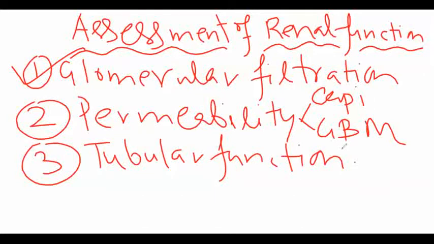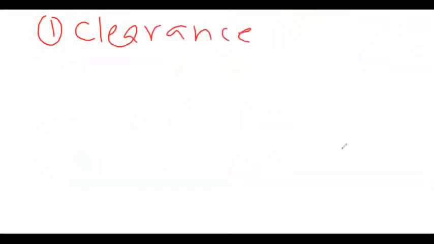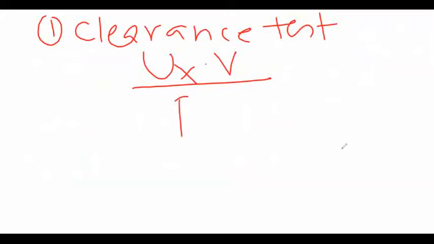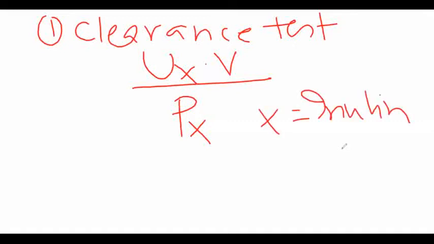How can we detect glomerular filtration status? The test is known as the clearance test. The clearance test is the procedure by which you can assess the glomerular filtration, and its formula is the concentration of the substance in the urine times the volume of the urine, divided by the plasma concentration of that substance, and this substance can be inulin, or it can be creatinine, or it can be urea.